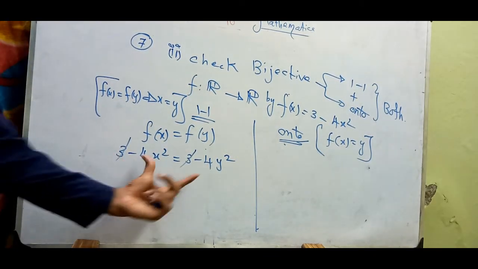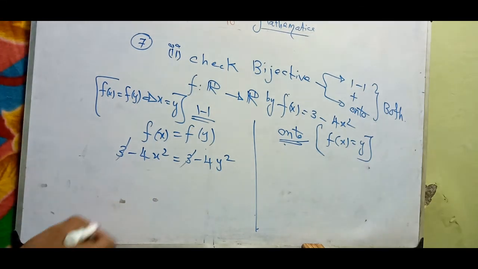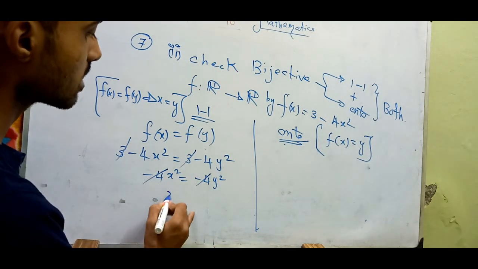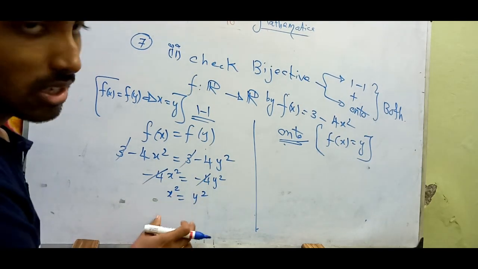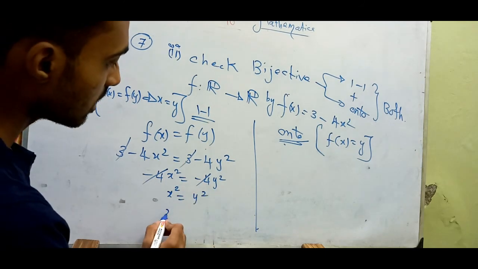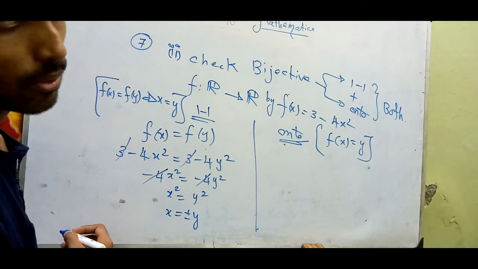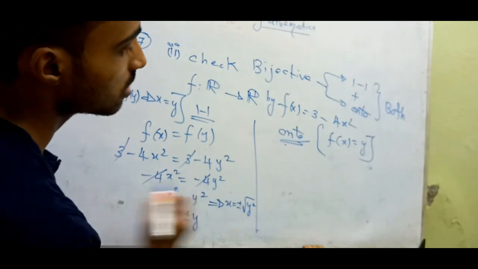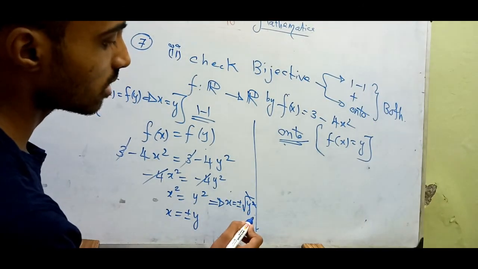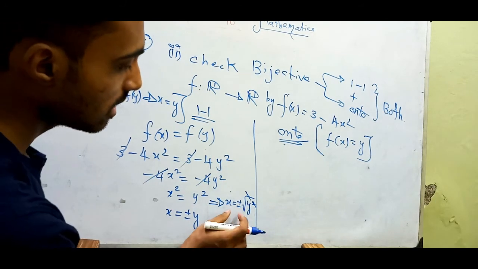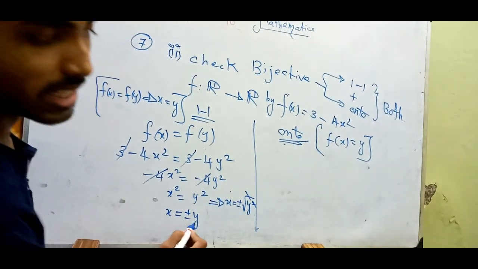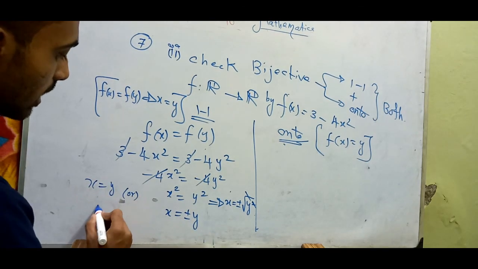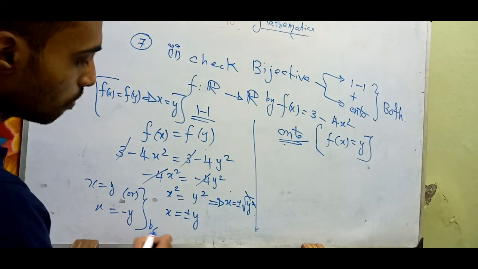So clearly it is seen that 3 and 3 will get cancelled from left and right, and then minus 4x square equal to minus 4y square, minus 4 gets cancelled, x square equal to y square. If I take the square root, it is going to be x is equal to plus or minus y, because x is equal to plus or minus the root of y square. Square and root will get cancelled. You will end up with x equal to plus or minus y. That means x is equal to y or x is equal to minus y, both.